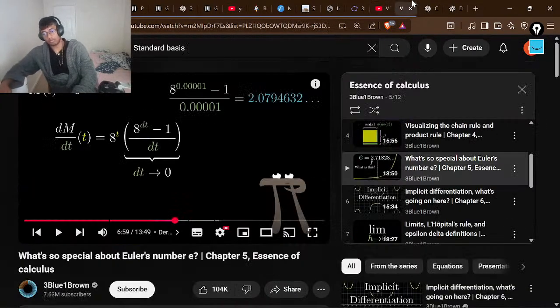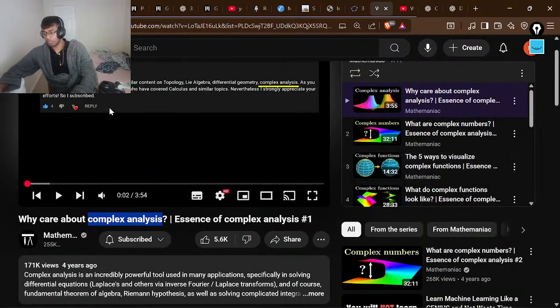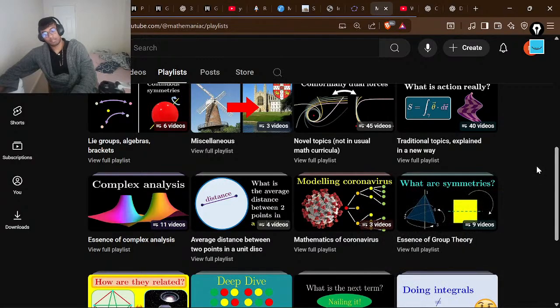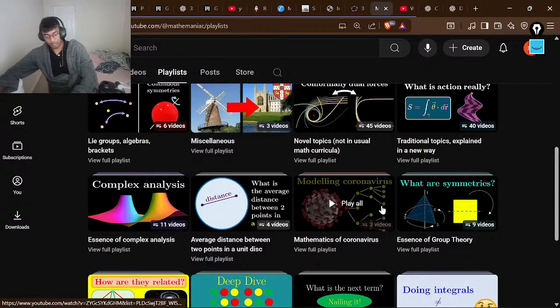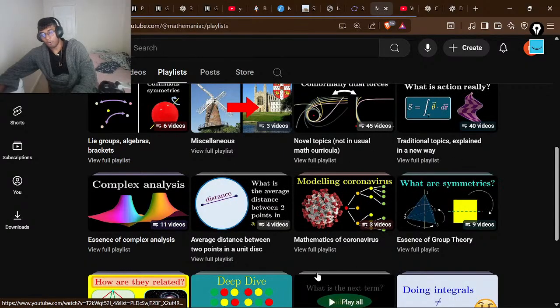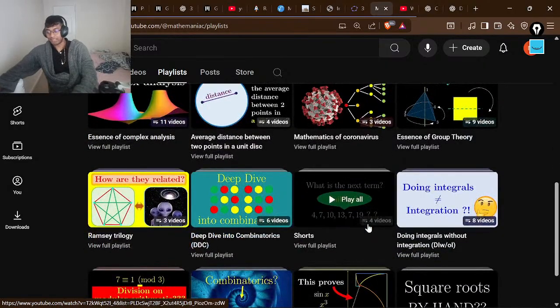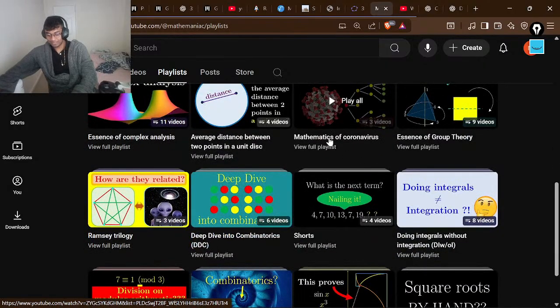So it is important to know this. Yeah, it's a new concept. I don't even know what complex analysis means. Essence of group theory, mathematics of corona. Whoa! I thought the COVID virus was a lie, guys. What the fuck? Oh, it's real.